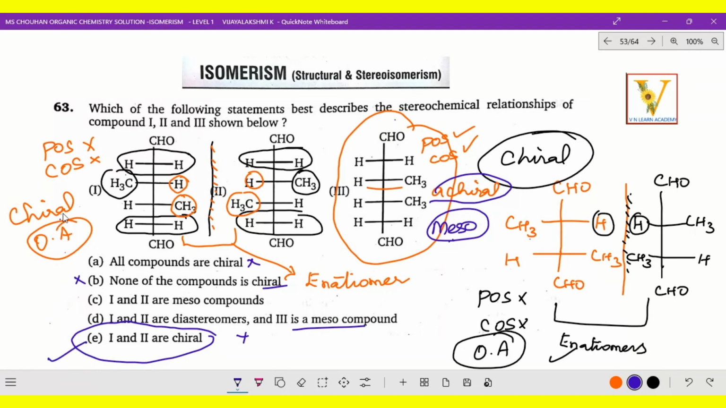It is chiral. Plane of symmetry and center of symmetry are absent, and it is optically active, and is also known as enantiomers. 1 and 2 are chiral. Yes, exactly. E option is correct. I hope you got the clarity why I brought this note to get that idea. Here, like so many H's, that's why I purposely brought this. I hope you got the clarity. Come on, let's go to the next question.